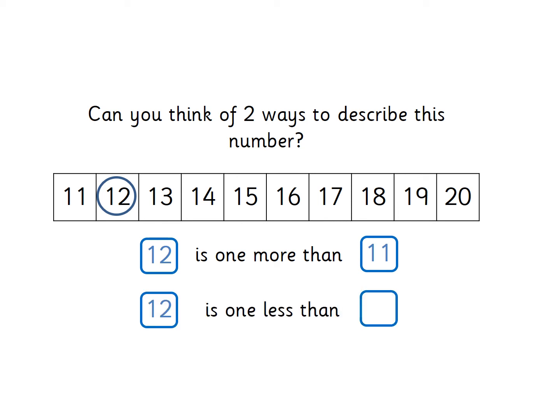Another way to describe it, 12 is 1 less than what number? How is 12 1 less? So which number do you have to be on to jump back 1 to get to 12? So 12 is 1 less than 13. So if you put your finger on 13 and you jump back, 1 less than 13 is 12. So 12 is 1 less than 13.